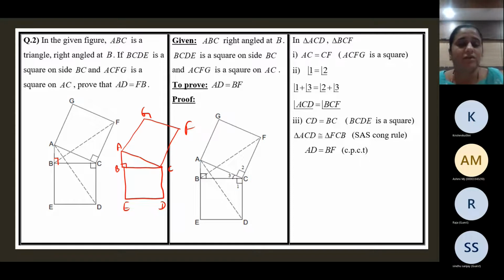So I was telling you that there is a right triangle ABC, right angle at B, a square BCDE on the side BC, a square ACFG on the hypotenuse AC. Given this, we need to show that AD is equal to FB. Where is AD? You'll have to join AD. This is what you'll have to prove.